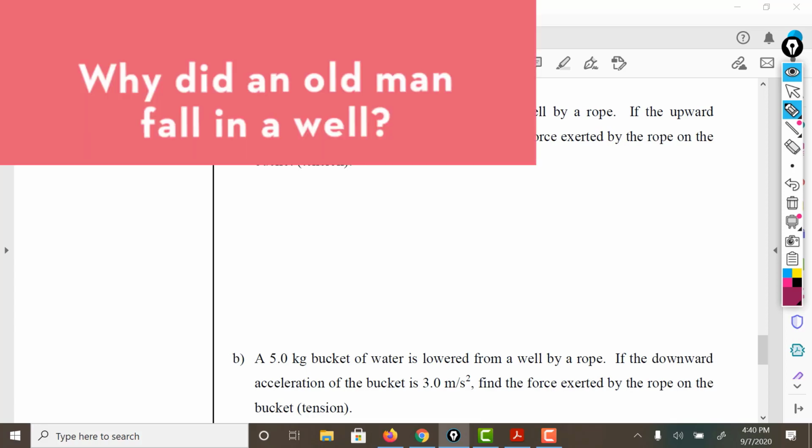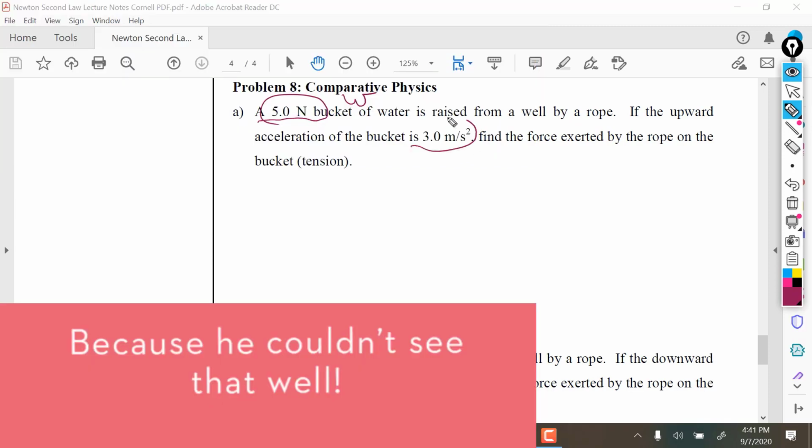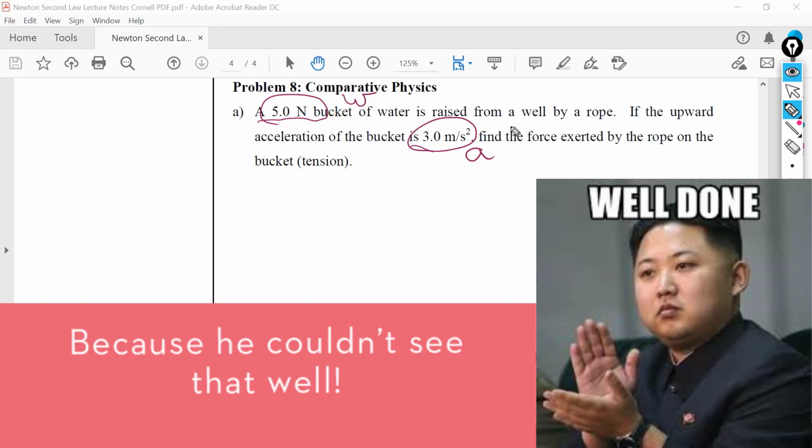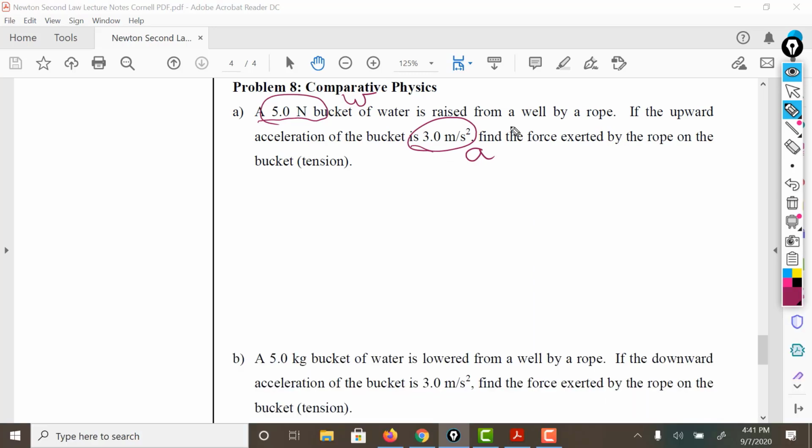Is raised from a well by a rope. If the upward acceleration of the bucket is this, find the force exerted by the rope on the bucket. This is known as tension. First step, we're going to go ahead and identify the units, which we've done. Next, we're going to then identify the law. This is acceleration. This is second law.